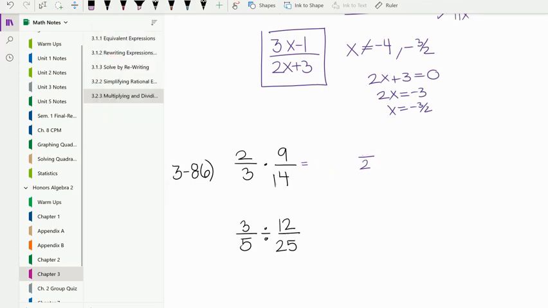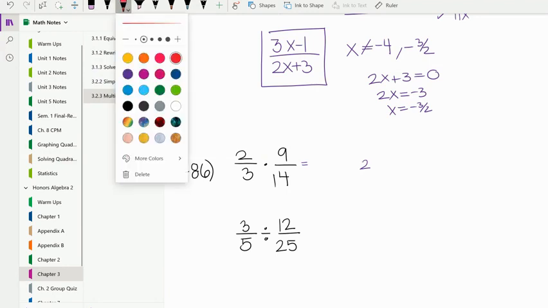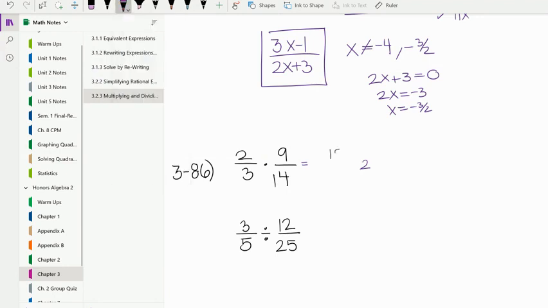Okay, so 2 times 9 again is 18. And then 3 times 14 would be 42. So if we divide by 6 for both, we get 3 and 7.